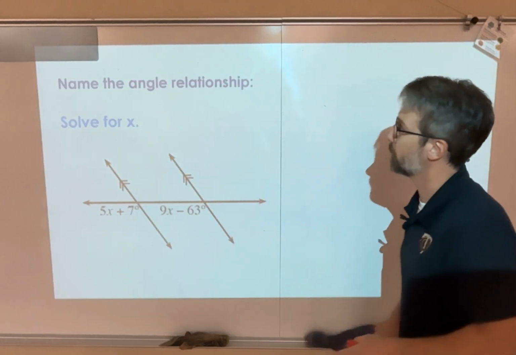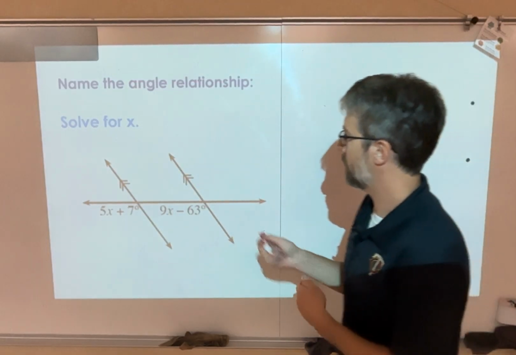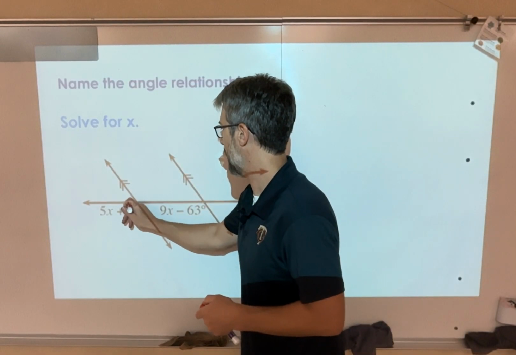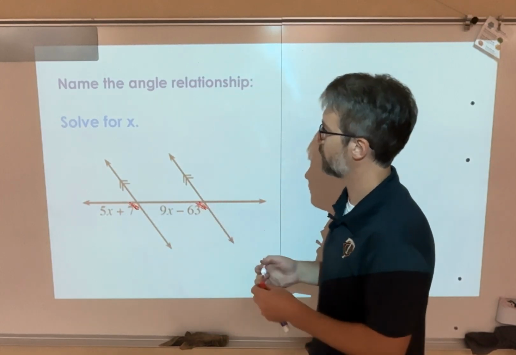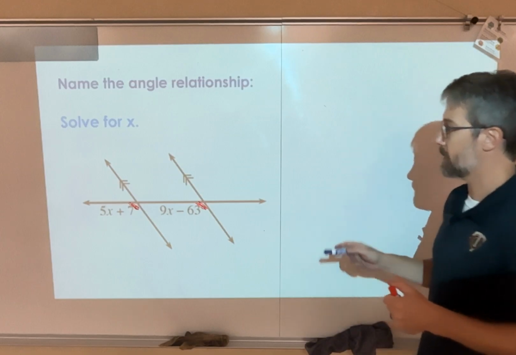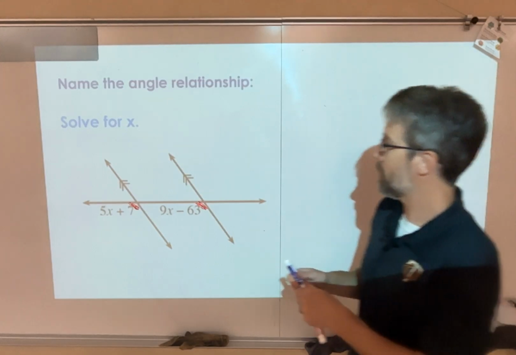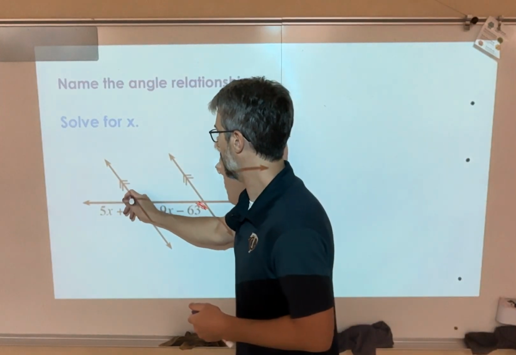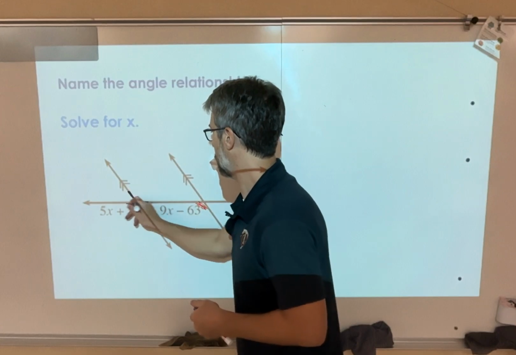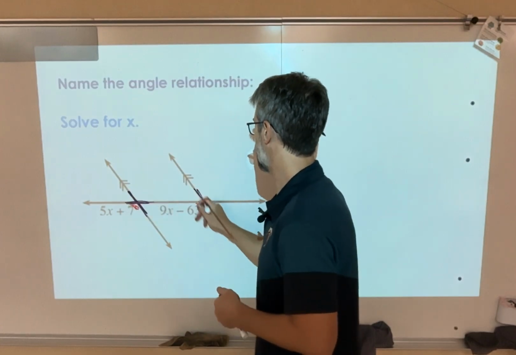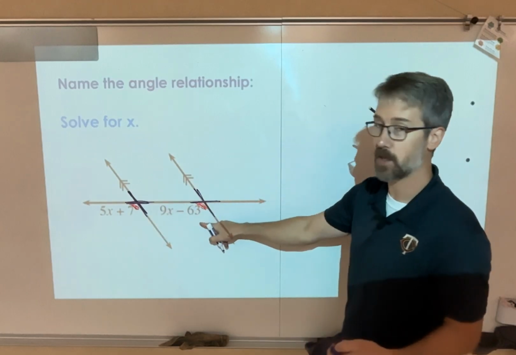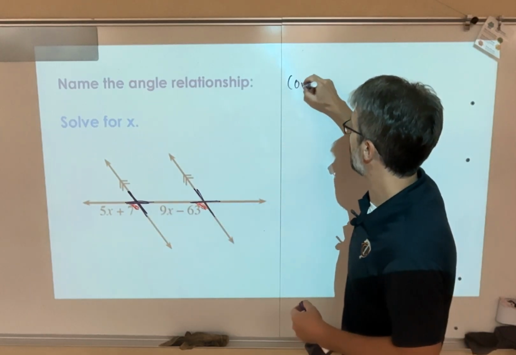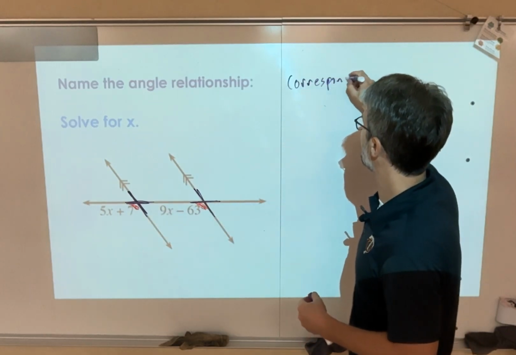All right, next one, naming the angle relationship. Well, we got this guy here where the 5x plus 7 is, this guy here where the 9x minus 63 is. Let's see. Now, those are both in the same corner of the crosses, right? So I look at that. This one's in the lower left. This one's also in the lower left. Those are corresponding.